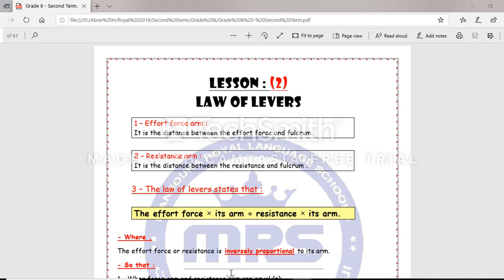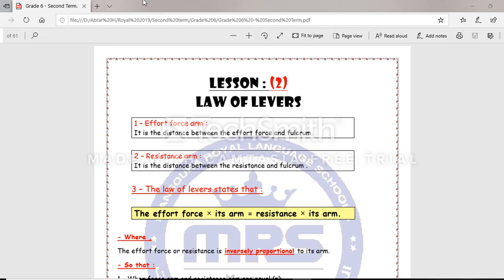Before we talk about the law of levers, we should know two important definitions. The first one is the effort force arm. What is the meaning of effort force arm? It's the distance between the effort force and the fulcrum. And the second definition is the resistance arm, and it's the distance between the resistance and the fulcrum. So, the effort force arm is the distance between effort and fulcrum, and the resistance arm is the distance between resistance and fulcrum.